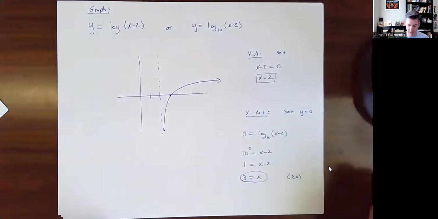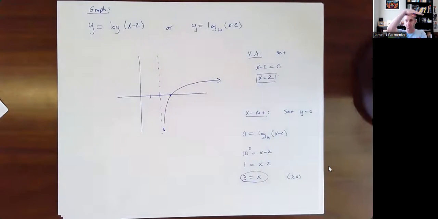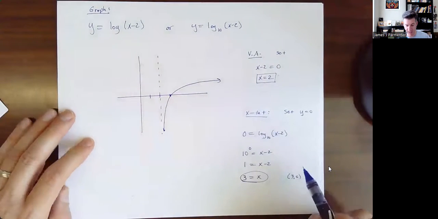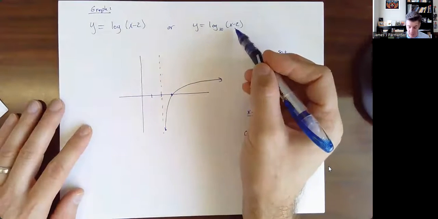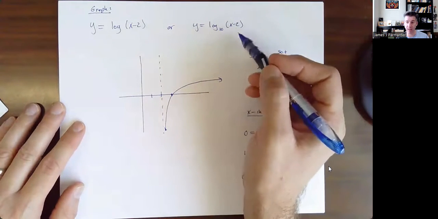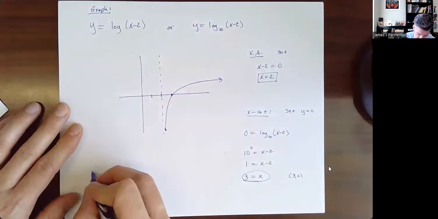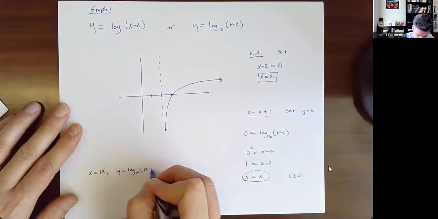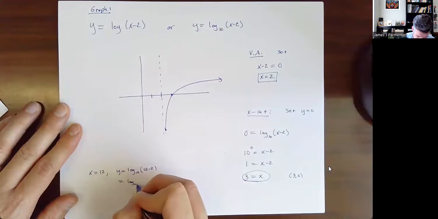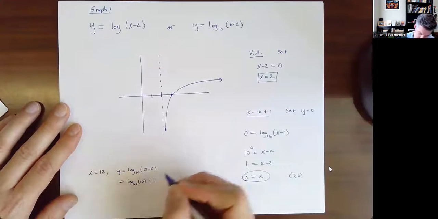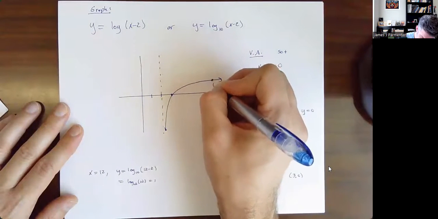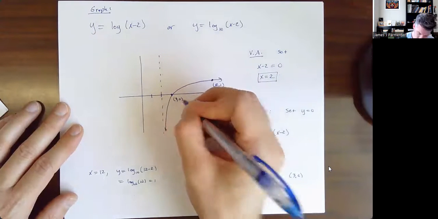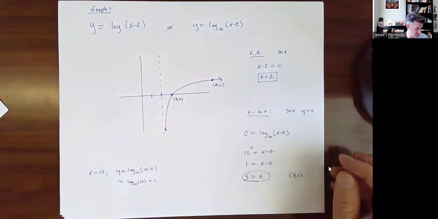This one would probably look flatter, because if I was going to plug in the next point I would need to plug in x equal to 12, because 12 minus 2 is 10, and log base 10 of 10 is 1. So if x is 12, y would be log base 10 of 12 minus 2, which is log base 10 of 10, which is 1, because 10 to the 1 equals 10. So way over here would be the point 12, comma 1. But you don't have to find that point if you don't want to.